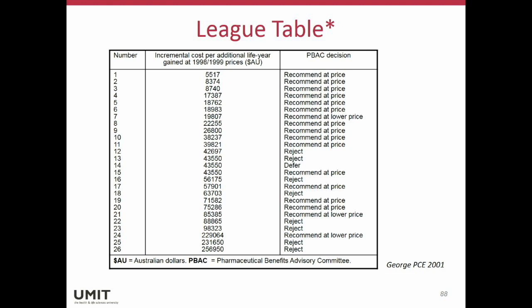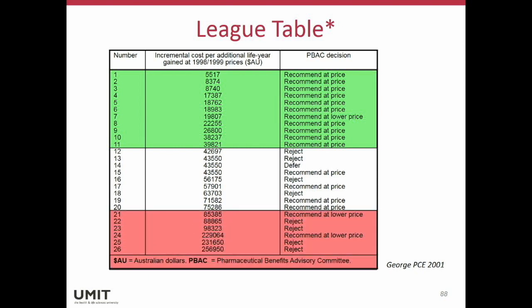As I said, often this threshold is not made explicit. However, people looked retrospectively at decisions that were made at the HTA agencies, and what they saw is that you can define ranges for the incremental cost per additional life year gained, where the technologies, the interventions were recommended, where they were rejected, and some area in between. Okay, so much for economic evaluations.